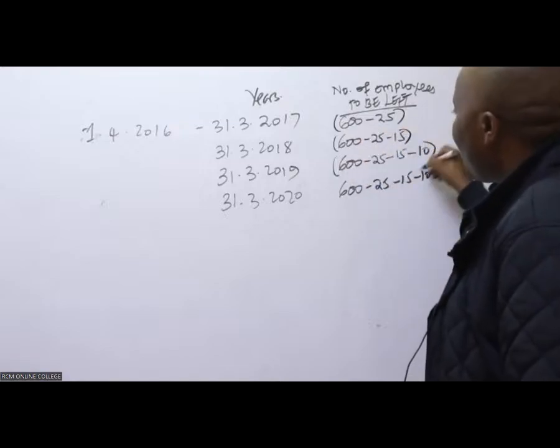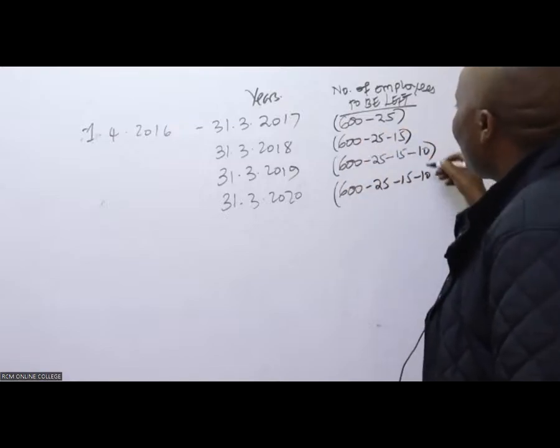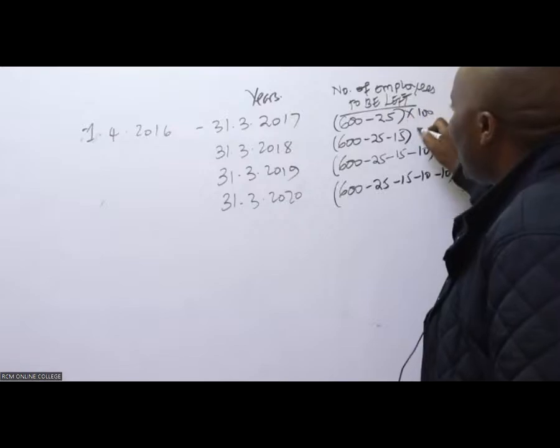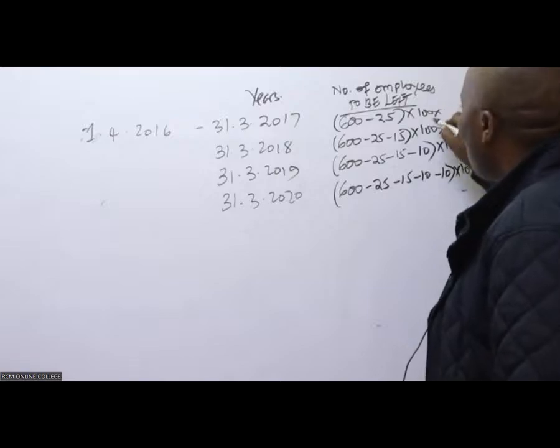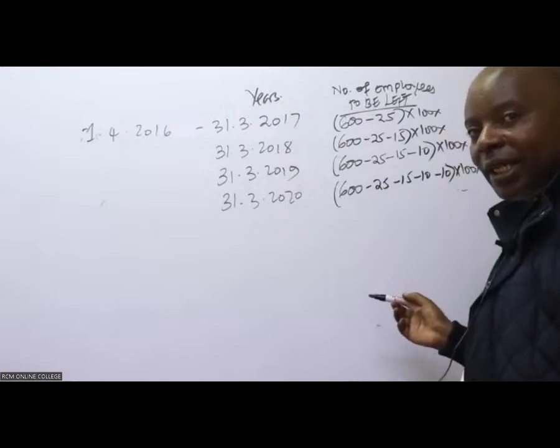How many shares were we promising each of the employees who will be left with us? Again, 100. So when you do it this way, you will have gotten what we call the number of shares.